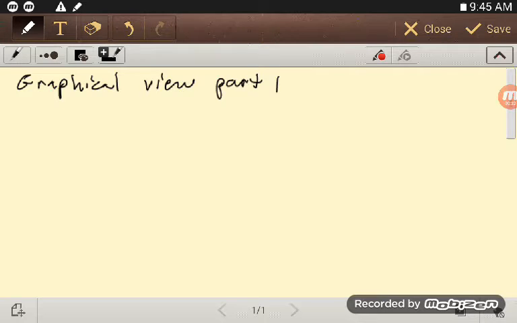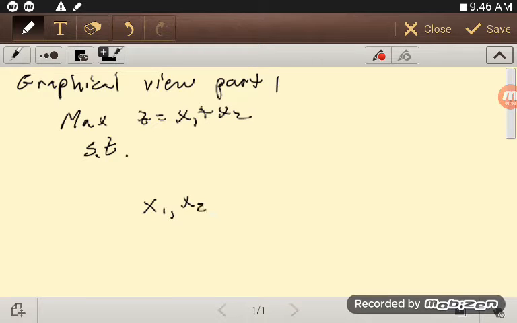I won't make these sketches perfect, but let's just look at, say, maximize z equal x1 plus x2, subject to, let's see, our positivity constraints, so I'll put that down here. x1, x2 are greater than or equal to 0. And then let's do a couple of constraints.